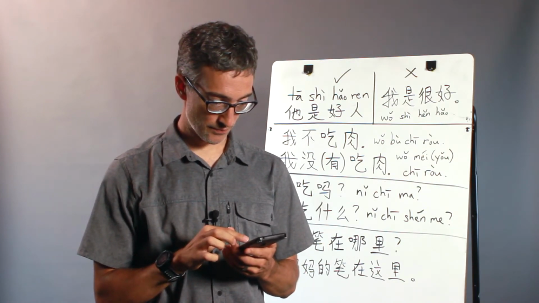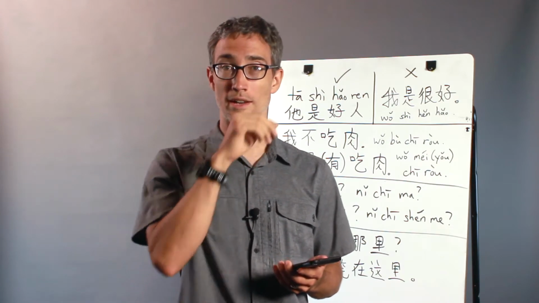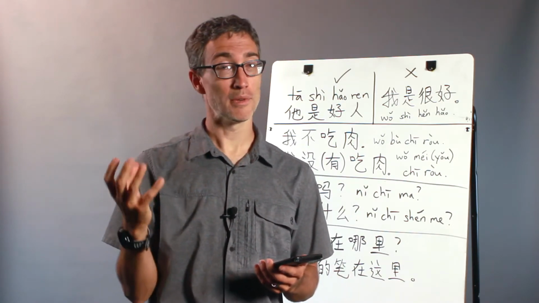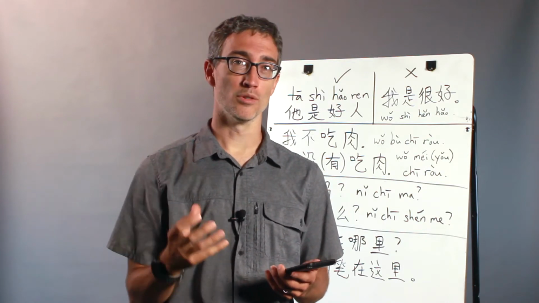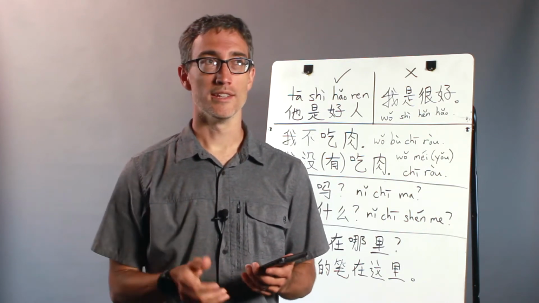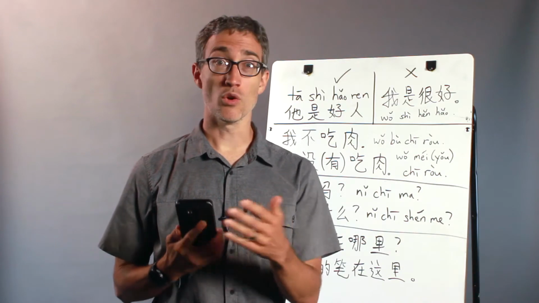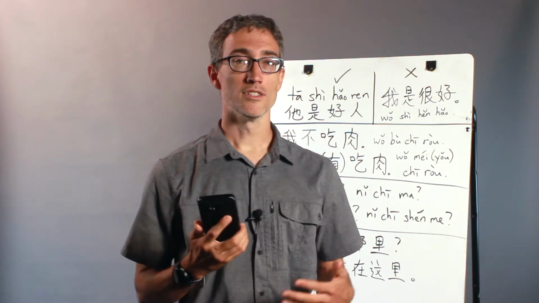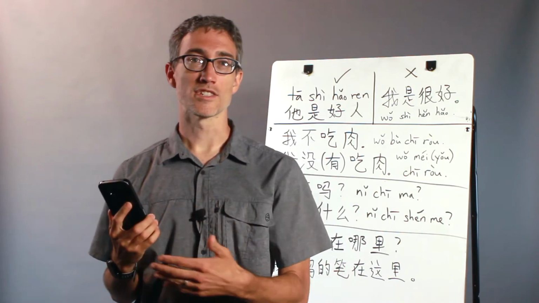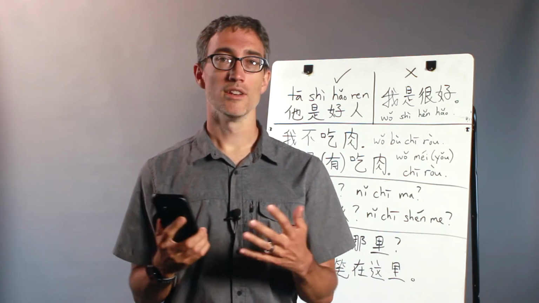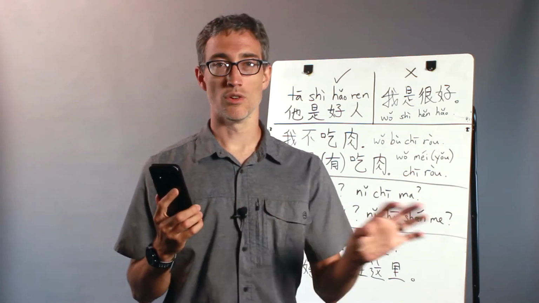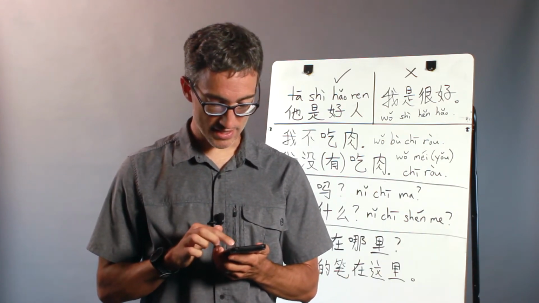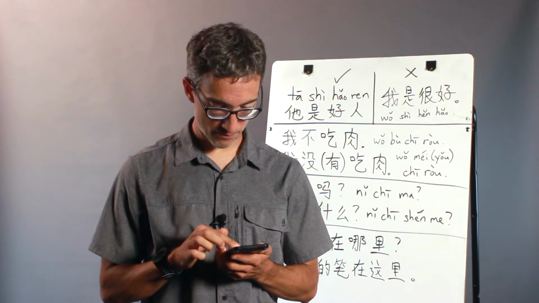And 们 can also be added to nouns referring to people to make that noun plural, but you only use it when there's no other information in the sentence indicating that there's more than one. So it's used for emphasis that there are more than one or many when there's no other information indicating that in the sentence. It is optional. It's more of an emphasis thing.